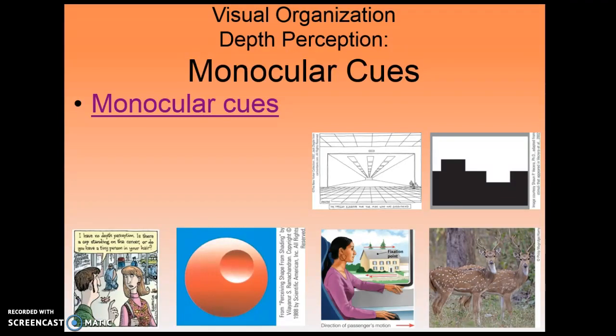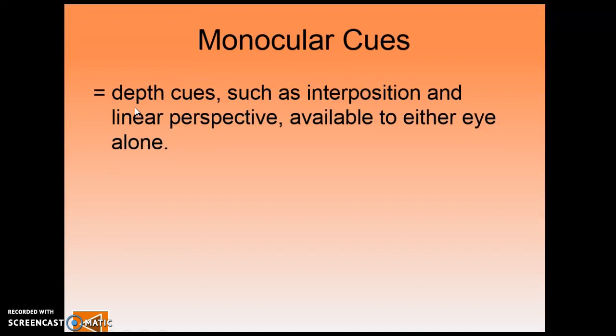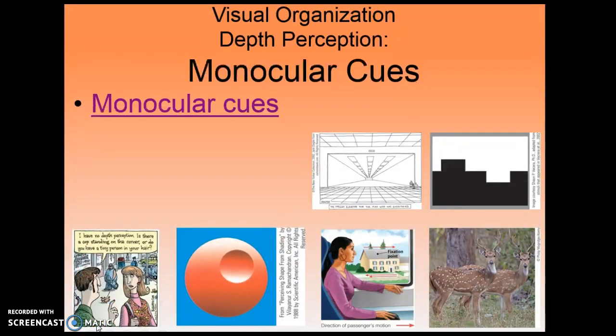So monocular cues can include things like interposition, linear perspective. These things can be available to either eye alone. Here are some examples.